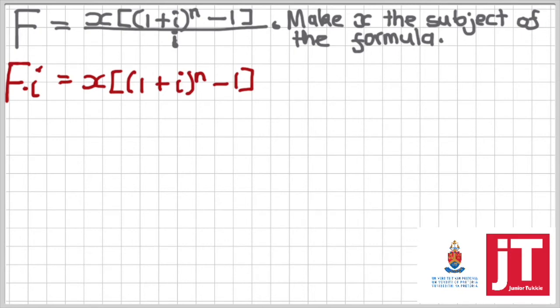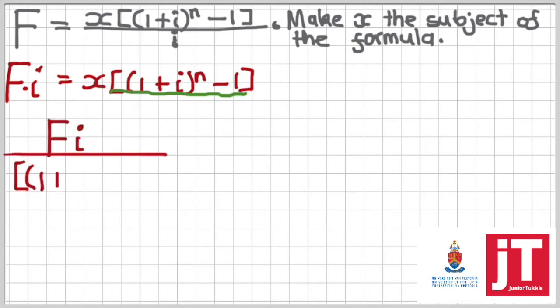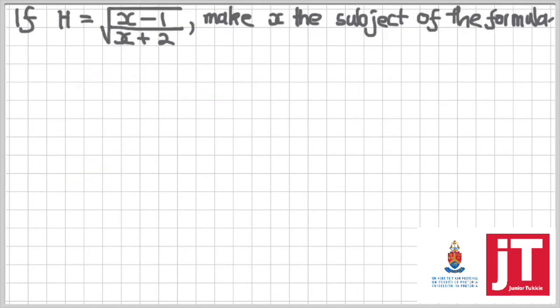Immediately, you also recognize that you want to isolate x. On the right hand side, you've got one term, so I can divide both sides by that square bracket. If I do it, I'm going to get my final solution as fi over that whole bracket, 1 plus i to the power n minus 1, which is equivalent to x, as my solution. I proceed to the next and final question.